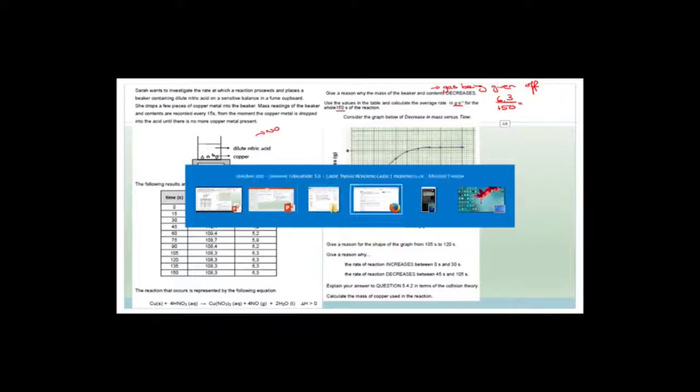So then all we need to do is get out our calculators and go 6.3 divided by 150 equals 0.042. So that's going to be 0.042 grams per second. And then also, guys, I would always check, this says decrease of mass in grams and they want the average rate in grams per second. So always make sure these units are the same. Just know that this could have been kilograms and they want it in grams or whatever. So please be careful of that.